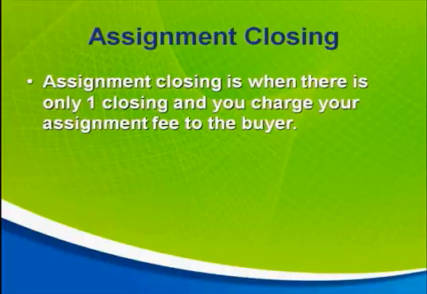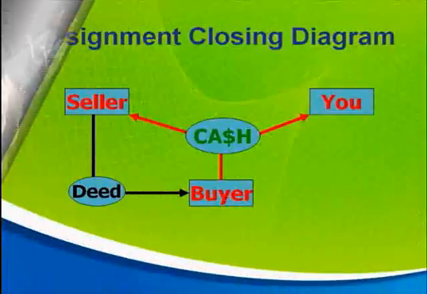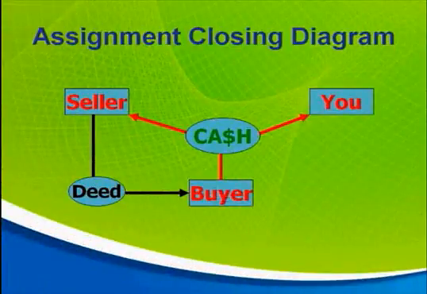Okay. In an assignment closing, there's only one closing. There's not two closings. There's a seller, there's you who initially had the right to buy this house, and then you assign your contract to your buyer. You are now outside of the picture. There's just two parties left: the seller and the buyer. In that transaction, there's only one deed. The seller deeds the house to the buyer.